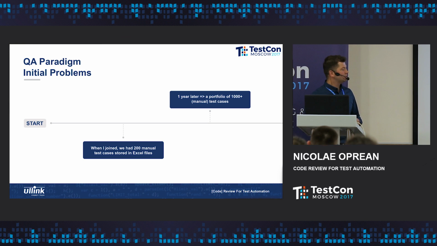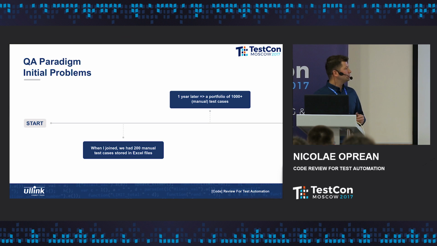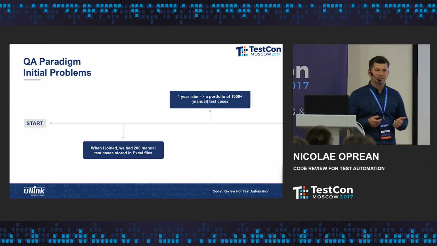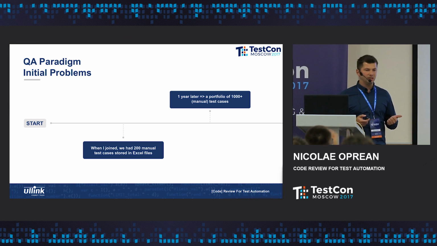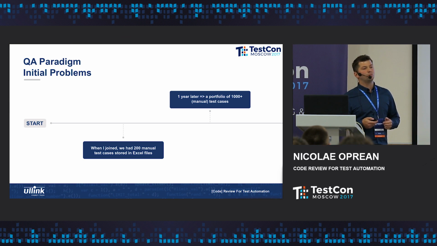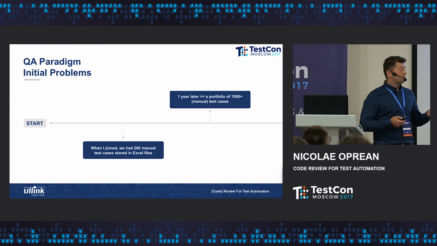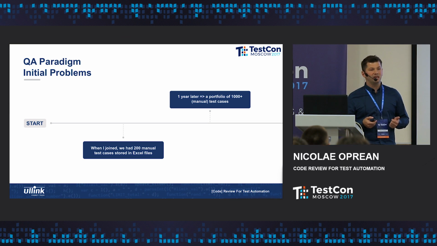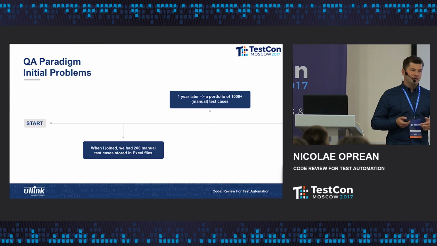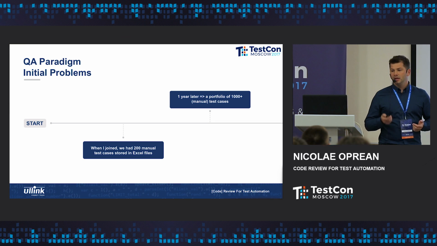Okay, so when I initially joined the company, more than 6 years back, we had about 200 manual test cases, and they were stored in Excel files. And obviously, we figured out that was not enough coverage, so we started writing some more test cases. One year later, we ended up with a portfolio of over 1,000 test cases. Then we faced another problem. We did not have enough time to run all of them manually before every new release. So then we decided to focus on automation.